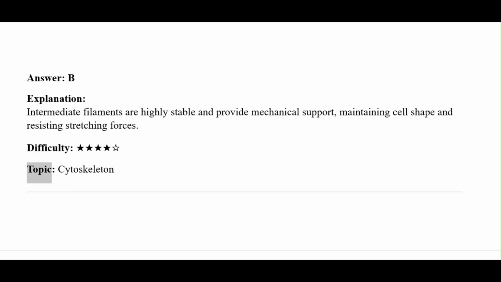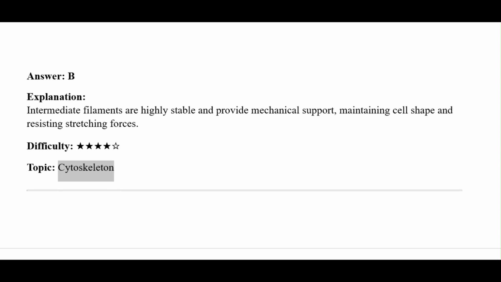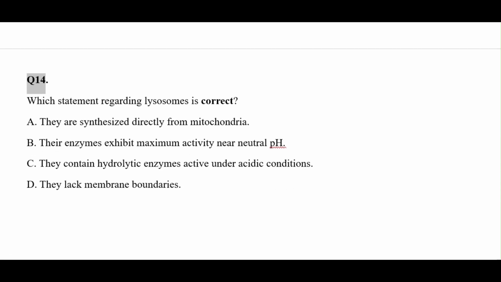Difficulty. Topic: Cytoskeleton. Q14. Which statement regarding lysosomes is correct? A. They are synthesized directly from mitochondria. B. Their enzymes exhibit maximum activity near neutral pH.